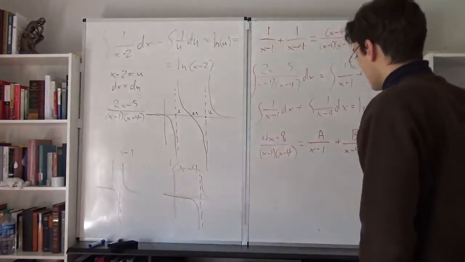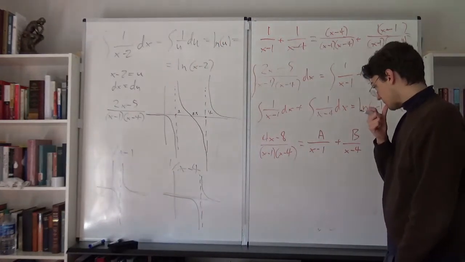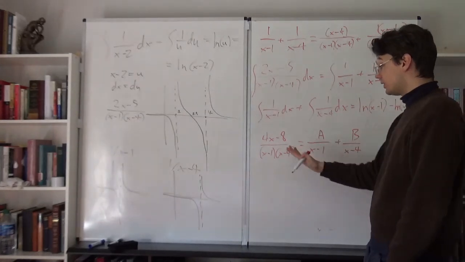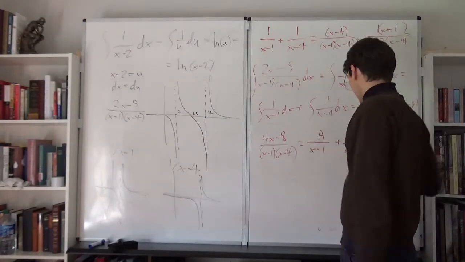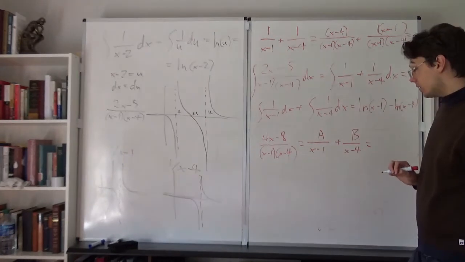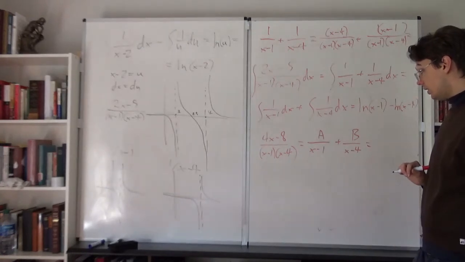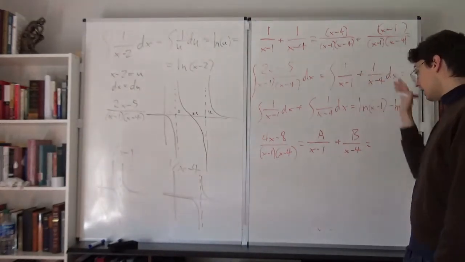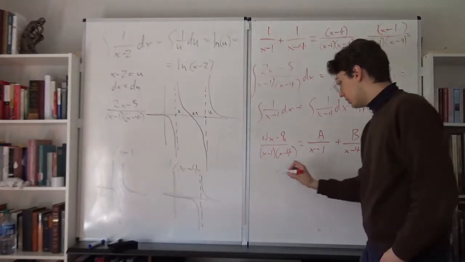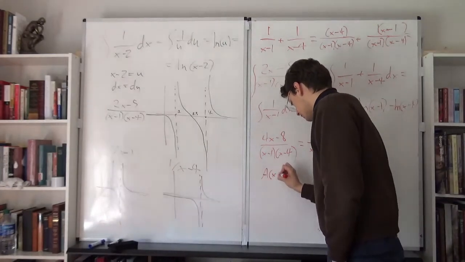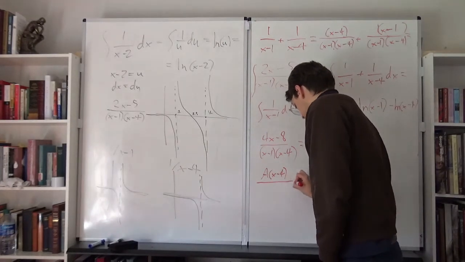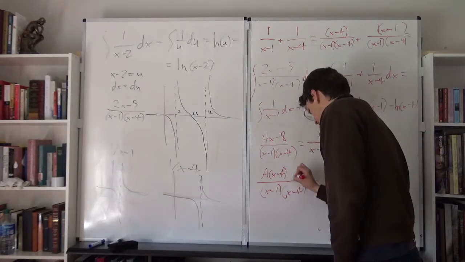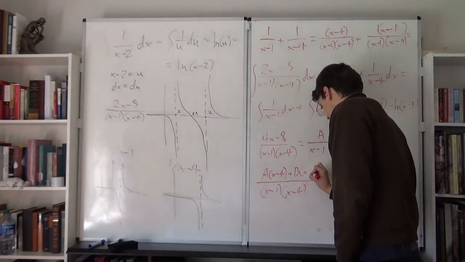So what can we do with this? Where can we go with this? Well, if this is the form I'm looking for to see how much of these guys makes up this guy, then all I really need to do is what I did there. Let's give them the same common denominator. So that turns into a times x minus 4, over x minus 1, x minus 4, plus b times x minus 1.